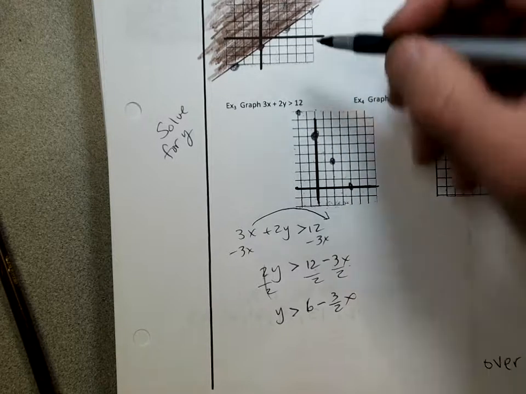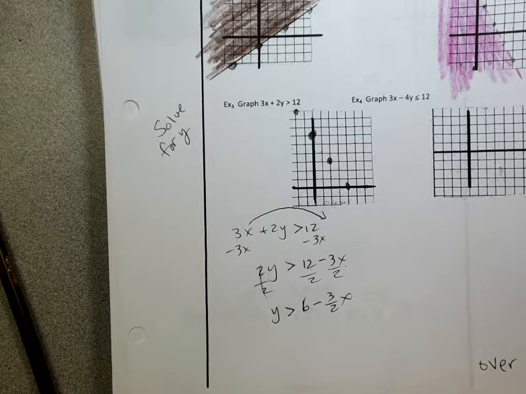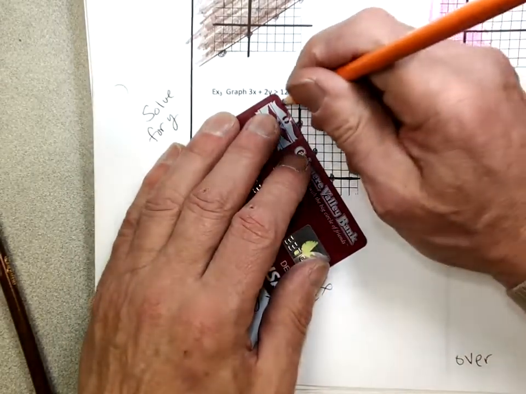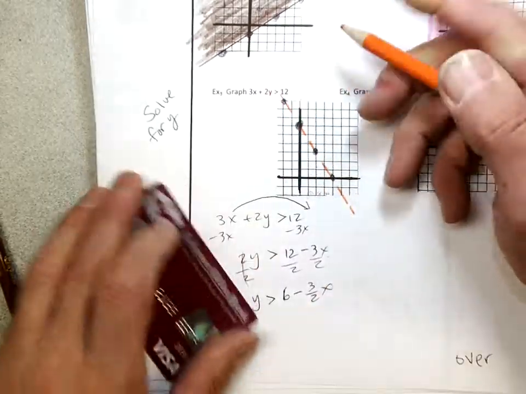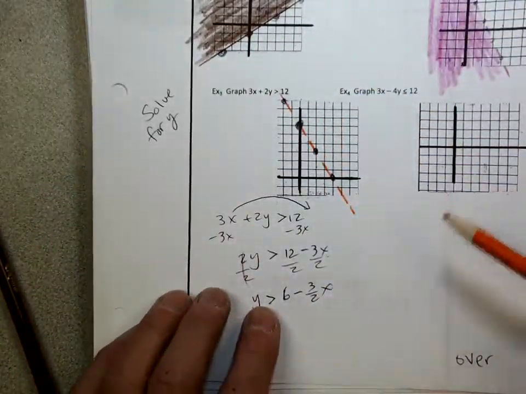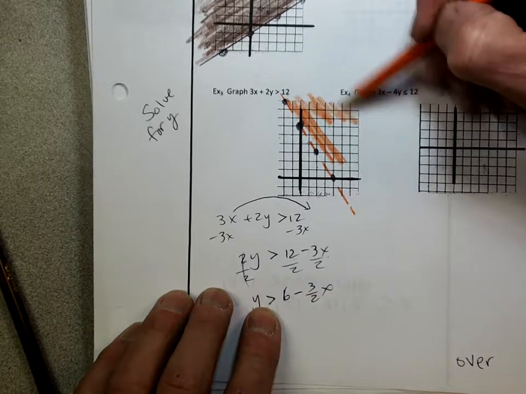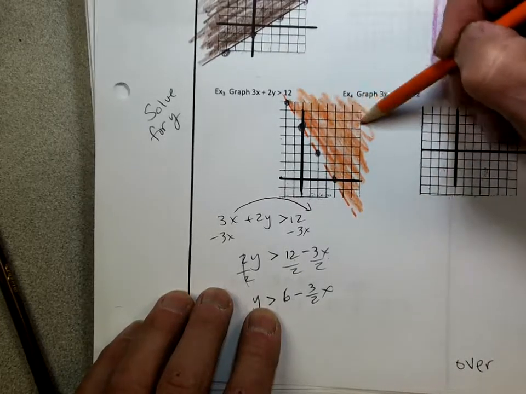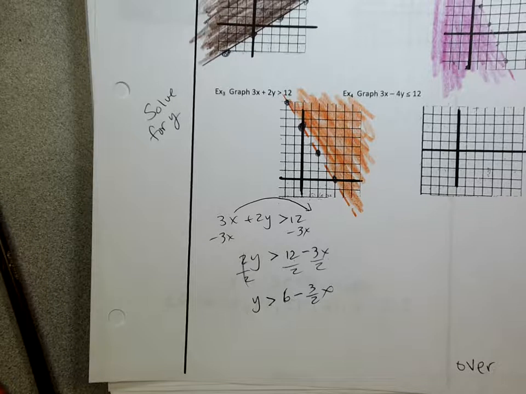I can do that. Now again, there's no equal sign, so it does not equal the line. So when I make the line, I'm going to have to do a dashed line. So, all right, draw in my line, dashed line. Greater than is everything above the line, so it's this half plane here, right? Easy, right? Easy. All right, example 4.